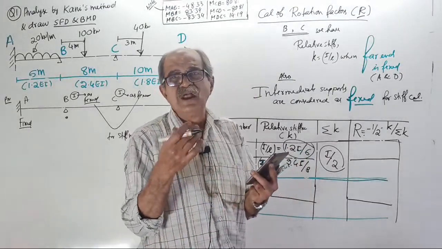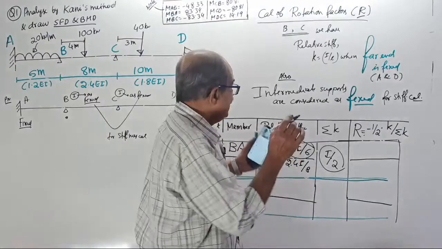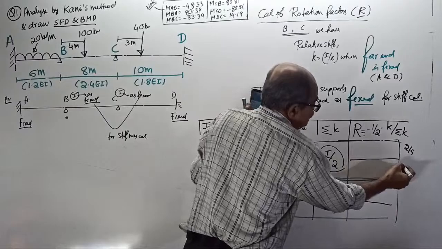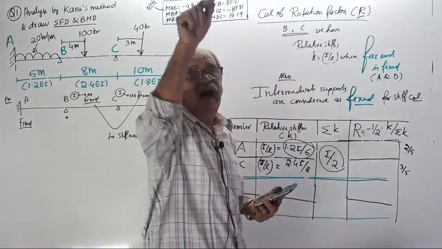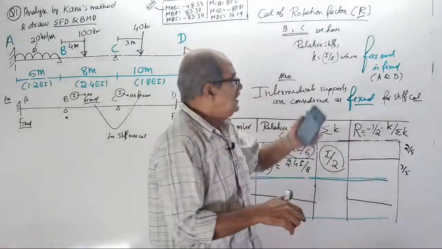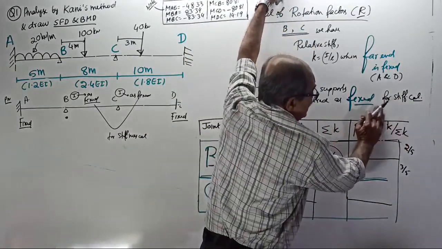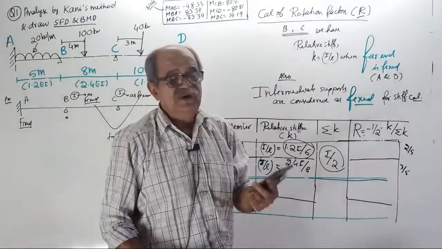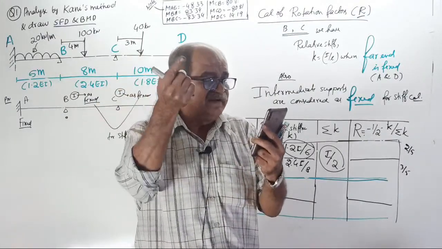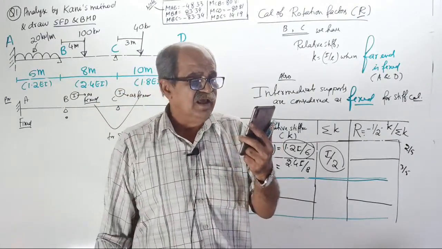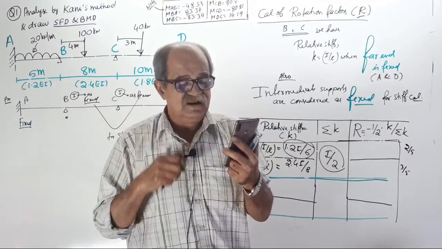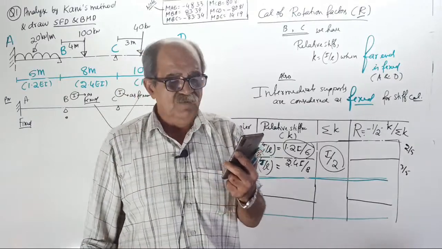You should show response. 2 by 5. See, you will get 2 by 5. The other will come 3 by 5. That is the answer for which method? We have not taken minus of. You have done only k by sigma k. So if you don't take minus of, you get 2 by 5 and 3 by 5. That is the distribution factor for which method? If you remember, that is the result for which method?